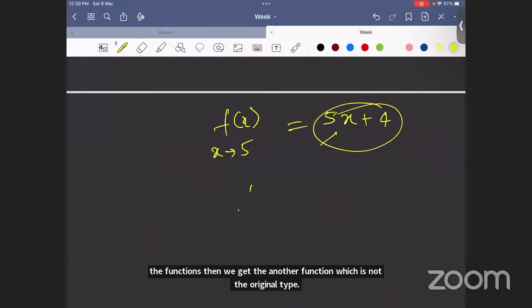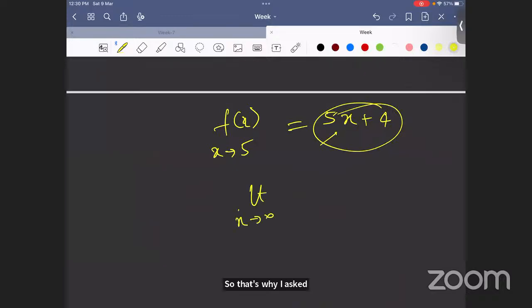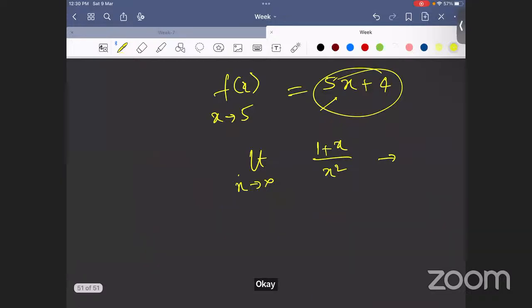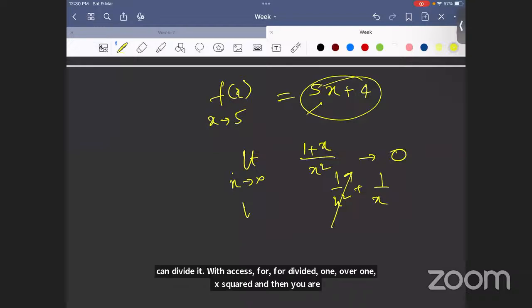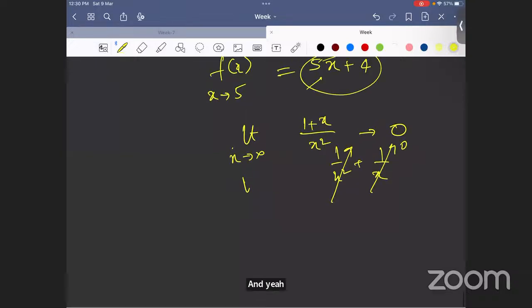See, if you have a function like this, limit tends to infinity, and you have been asked to calculate 1 plus x upon x square, what is the value? It will tend to 0, right? Yeah, 0 actually. So here it is 0 because you can divide it by x square itself. It's 1 upon x square, and then you are left with 1 upon x. So this is also 0. Correct?